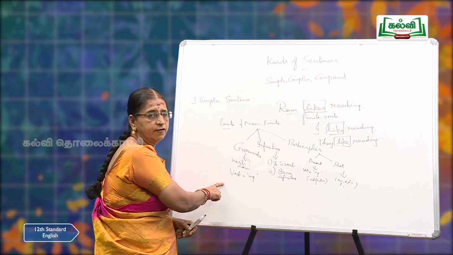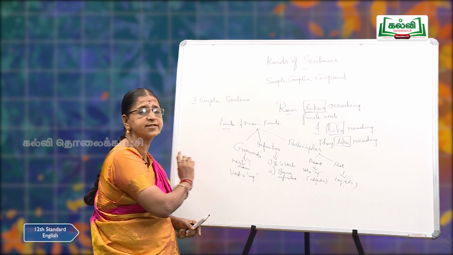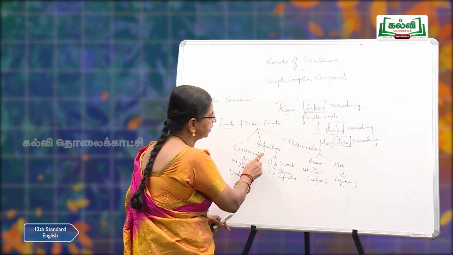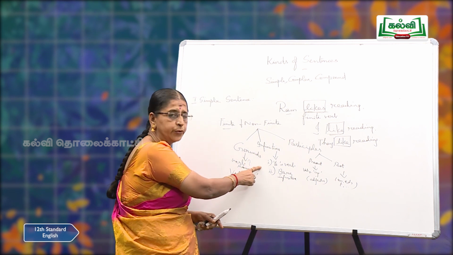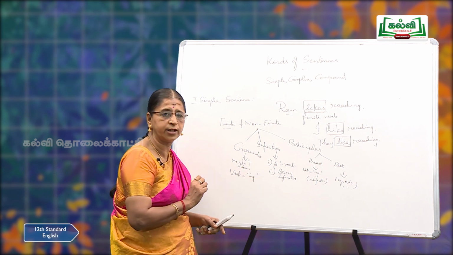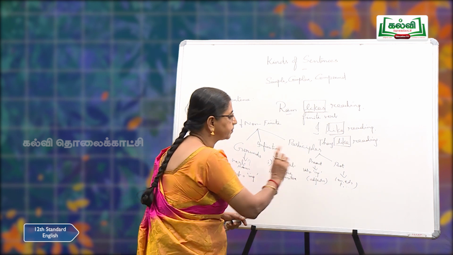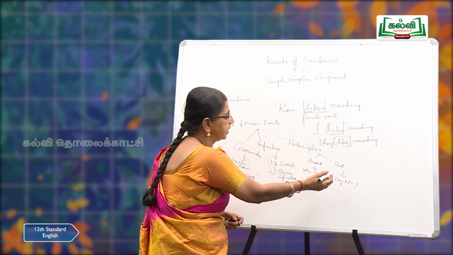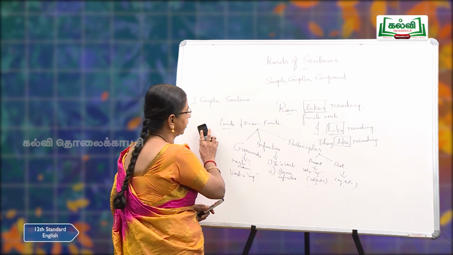What are gerunds? Verbal noun. Gerunds are nothing but verbal nouns, and the structure is verb plus ing. Under the infinitives category we have got to plus verb, which is called the to infinitive, and the other part is called the bare infinitive. I will give you examples and explain. Under participles we have got the present participle and the past participle. Now a brief revision of non-finite verbs here.